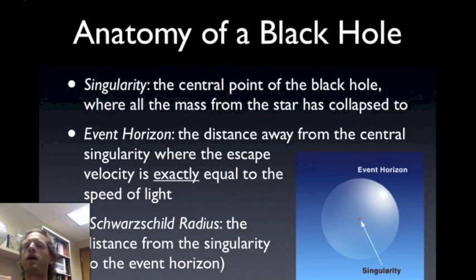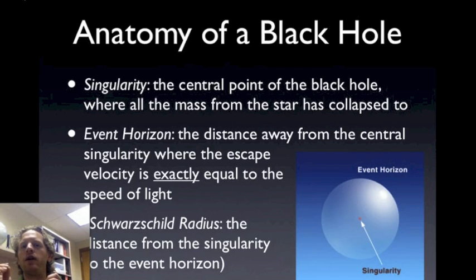Now let's say we go a couple hundred meters away from that singularity. Now the escape velocity becomes something a little more achievable. Maybe like 300 million meters per second. Still, the speed of light is lower than that. So we'd still have to travel faster than the speed of light.